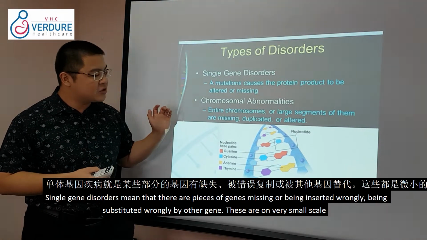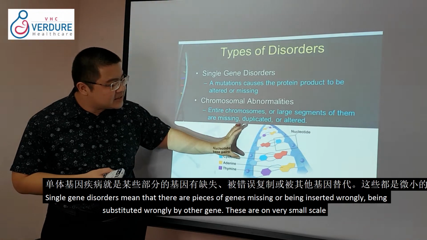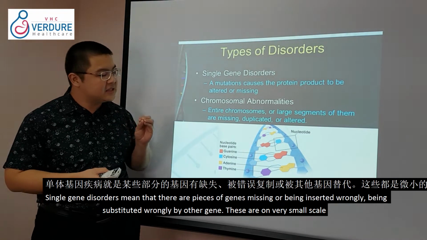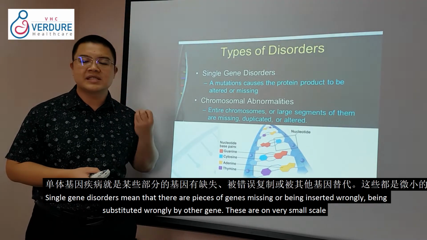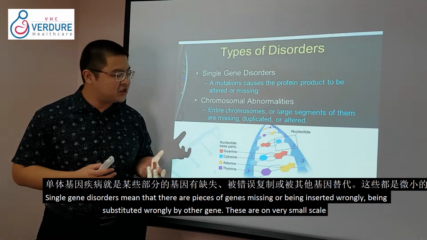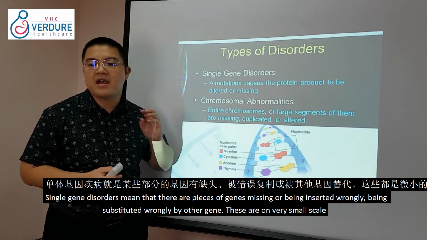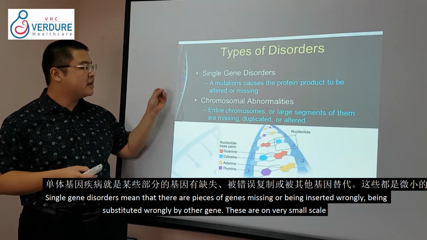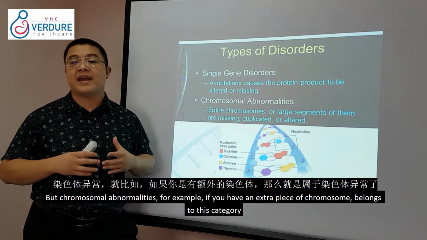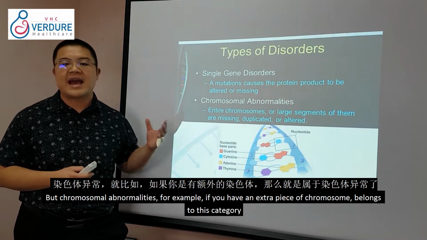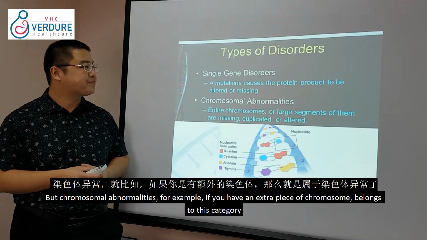Single gene disorder means that there are only some bits and pieces missing, or being inserted wrongly, or being substituted wrongly by other genes, and these are on a very small scale. But for chromosomal abnormalities, for example, if you have an extra piece of chromosome, then that belongs to this category.